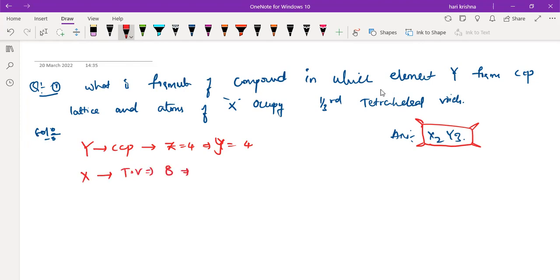But it is occupying only one third of the tetrahedral voids, right? So one third of 8, that means 8 by 3. So we take X as 8 by 3 and Y as 4, that is 4 by 1. What will you get as the answer? X 2 by 3, Y 1. If you take the simple ratio, X2, Y3. This is the solution for that.